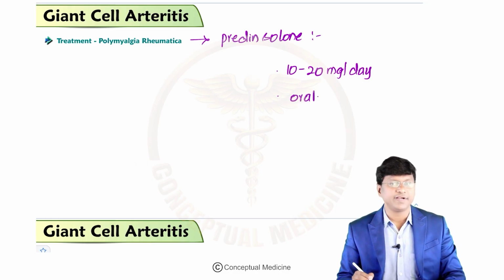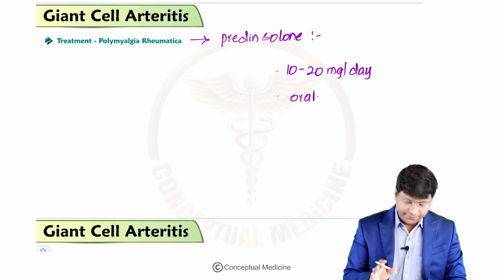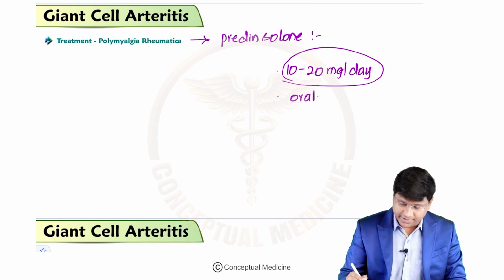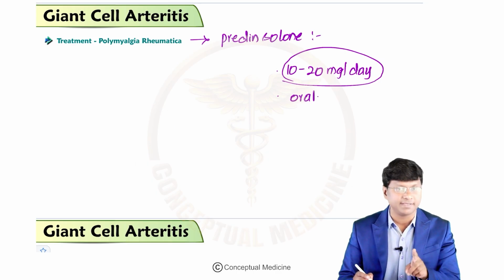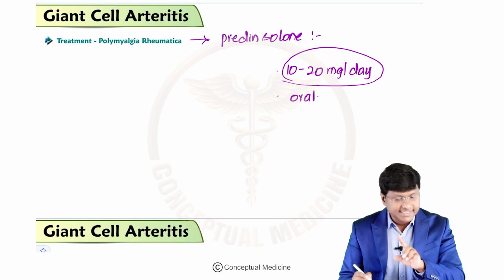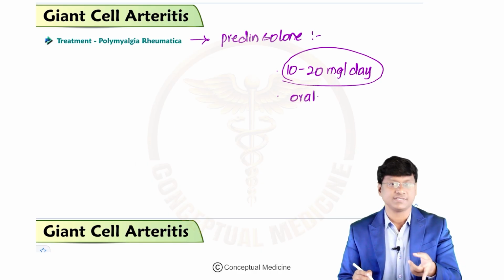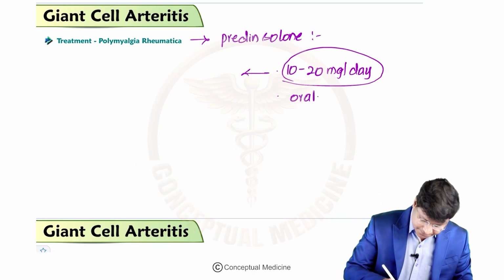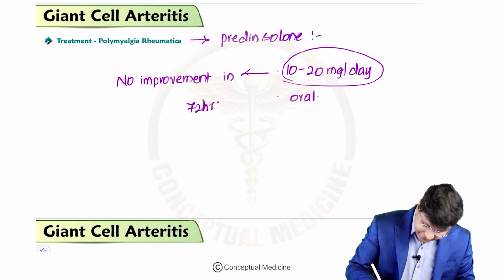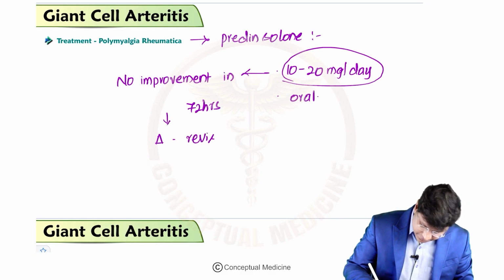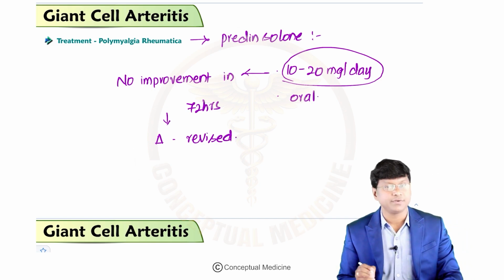Right? It is the oral route of administration. Suppose you are giving this 10 to 20 milligrams per day orally. If the patient does not experience a dramatic improvement within 72 hours, the diagnosis should be revised. If there is no improvement in 72 hours, then the diagnosis has to be revised.